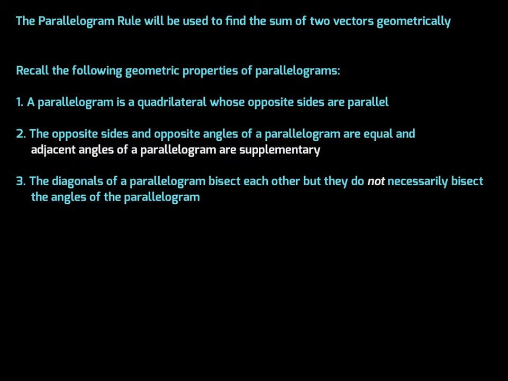Okay. Number three, the diagonals of a parallelogram bisect each other, but they do not necessarily bisect the angles of the parallelogram. In some of the applications that we're going to look at, it might be tempting to assume that the diagonals of the parallelogram are bisecting the angles of the parallelogram, but that's not necessarily true. Okay, now let me show you how we're going to use the parallelogram rule to find the sum of two vectors geometrically.